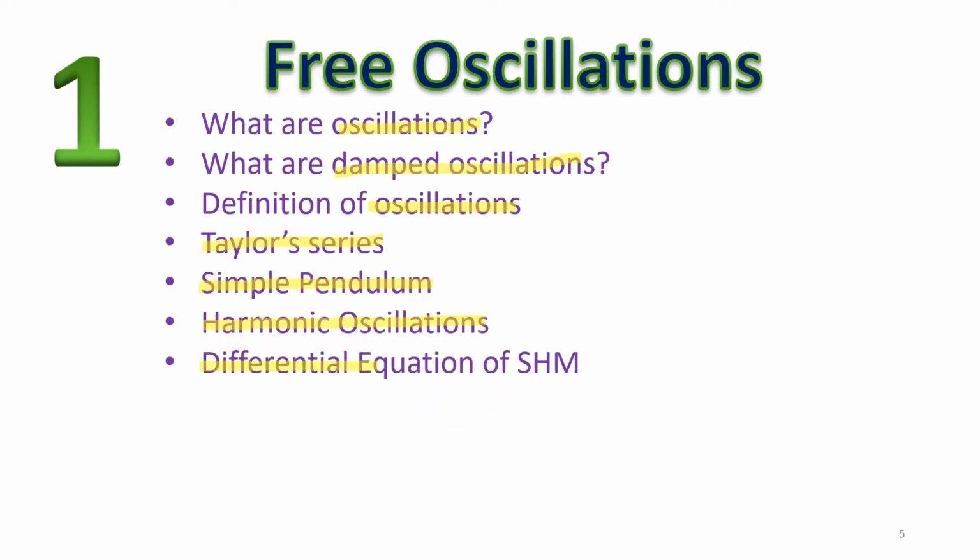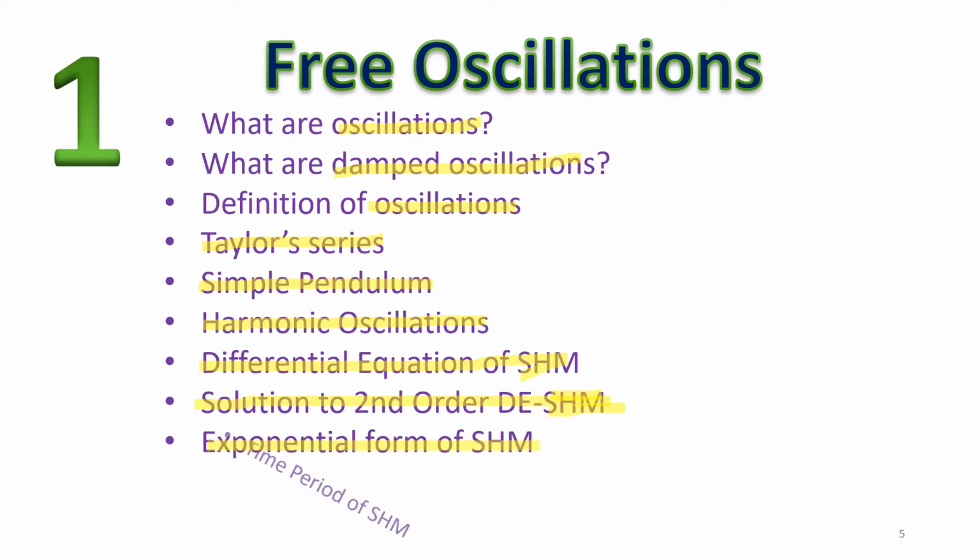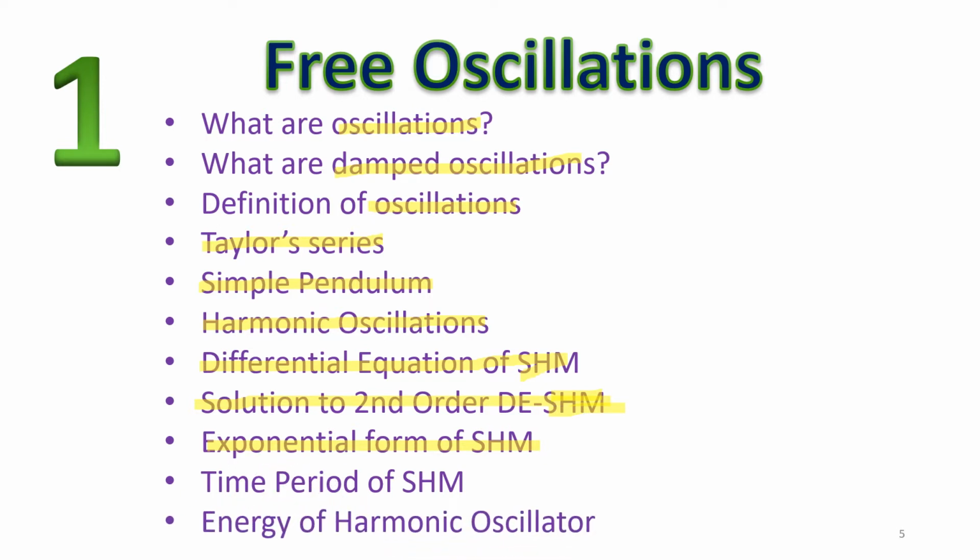Then we shall write the differential equation for simple harmonic motion, and then we shall devise the solution of this second order differential equation of simple harmonic motion. Then we shall understand the exponential form of the same equation. We shall understand the time period equation, and finally we shall conclude this part with the energy of a harmonic oscillator.